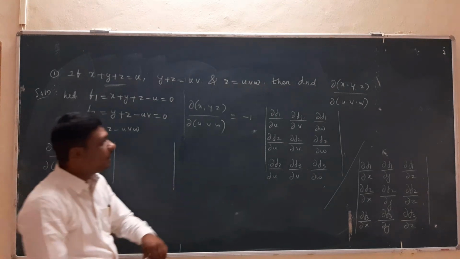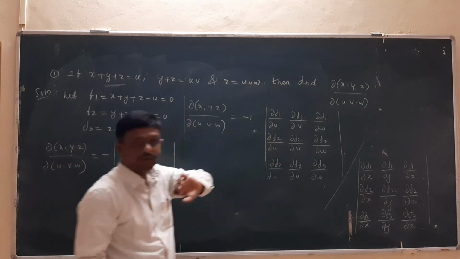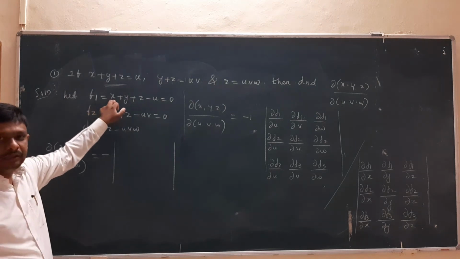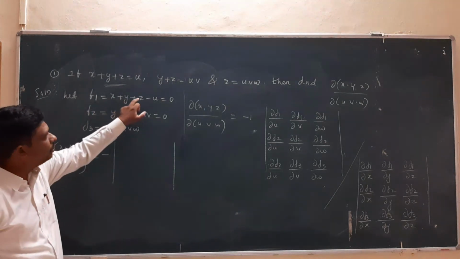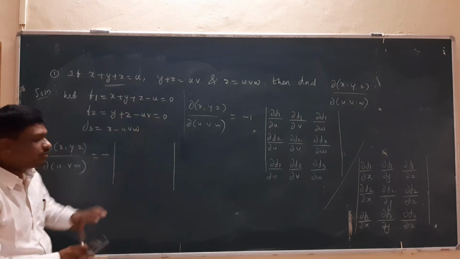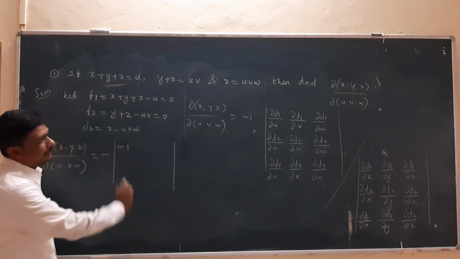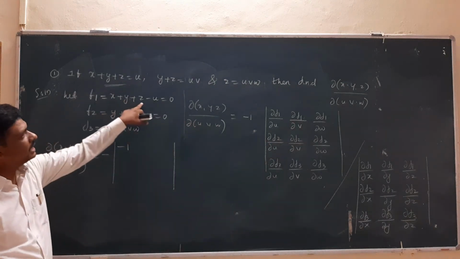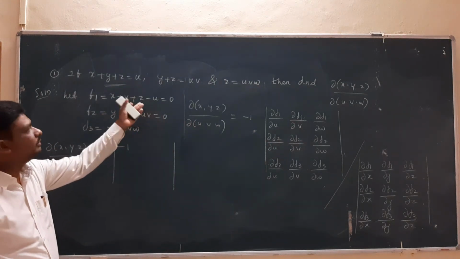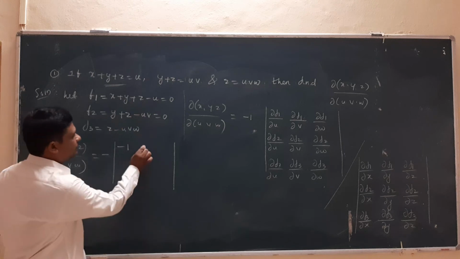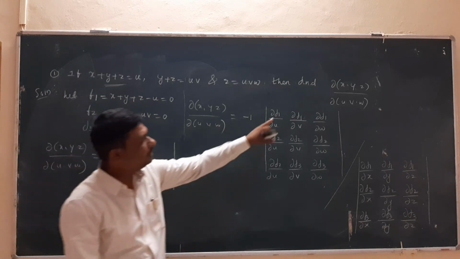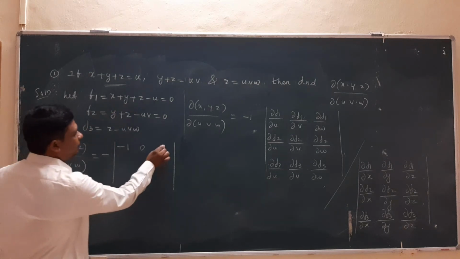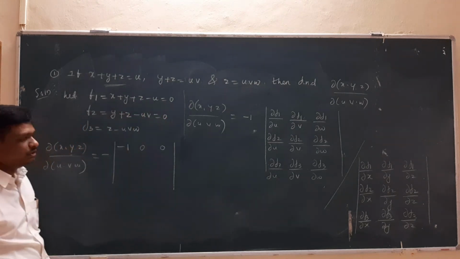So now, differentiating F1 with respect to u: x is constant, derivative of x is 0, y is 0, z is 0, derivative of minus u is minus 1. F1 with respect to v: x, y, z and u become constant, here there is no v term, so the derivative is 0. F1 with respect to w: here again we are not having w, so again the derivative is 0.